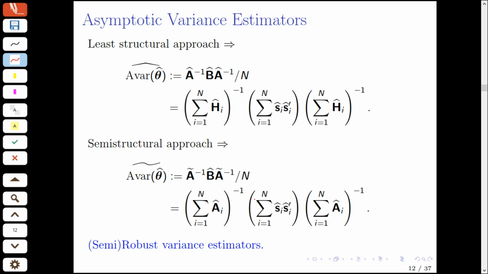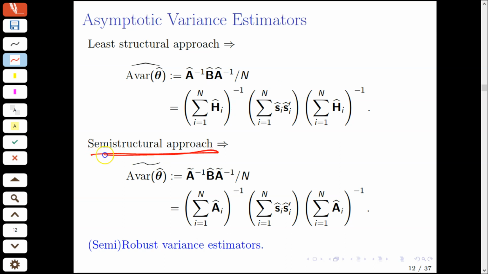Having discussed these various variance estimators, I here list the resulting asymptotic variance estimators. If we apply the least structural approach, which is essentially always available given our previous assumptions, then the resulting estimator of the asymptotic variance of our M-Estimator follows from replacing A naught with our estimator thereof and B naught with our estimator thereof. The resulting expression is highlighted here in the box. We see that what we really need to calculate is the sum of our estimates of Hessian contributions and the sum of our estimated products of scores. So these calculations, one may think of carrying them out in practice using the computer.